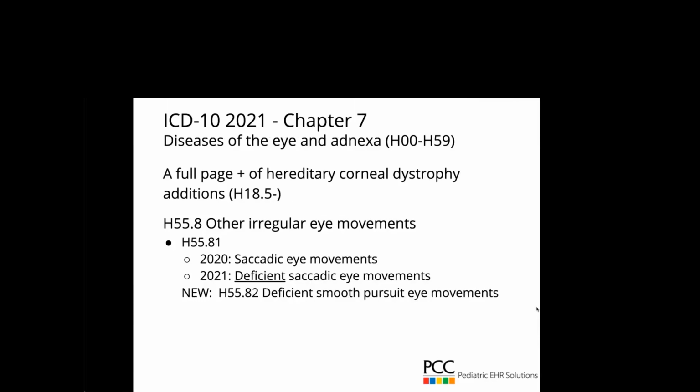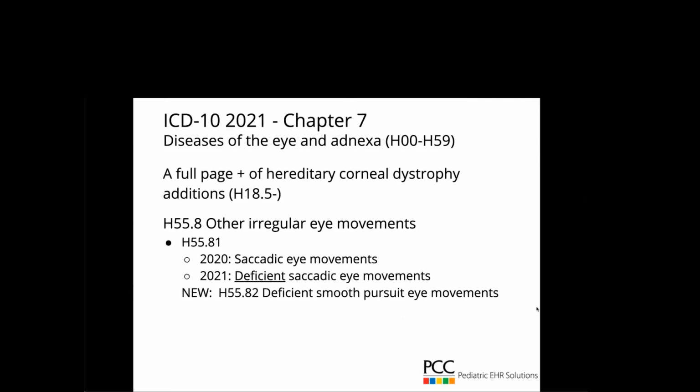But the H55.8 irregular eye movements, I know that that's something that is screened for often enough that I thought this was worth mentioning. I'm pretty certain the screenings don't get to this degree, but if a clinician were to observe this on presentation, they might be coding for deficient saccadic eye movements. It went from being just saccadic to being deficient.